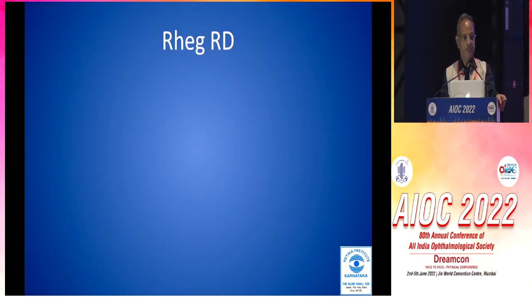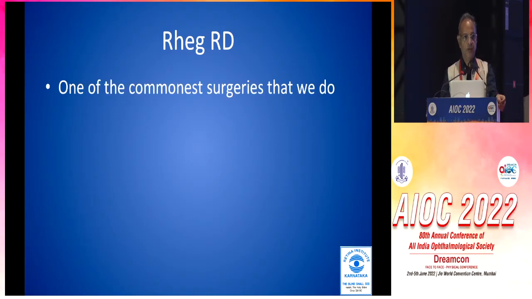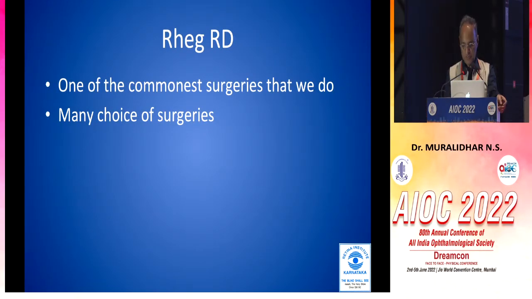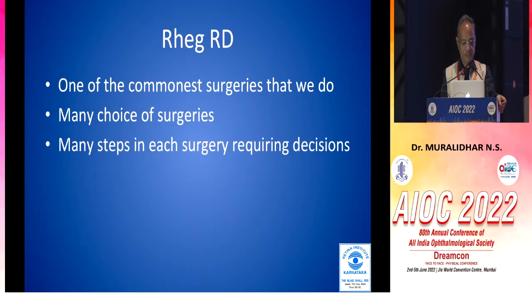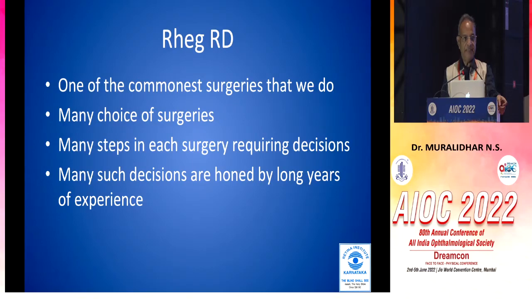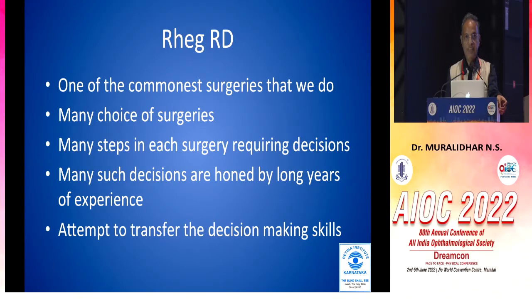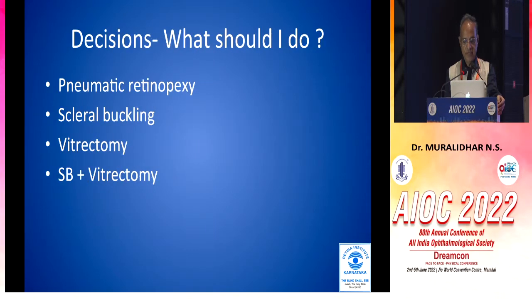Now, rhegmatogenous retinal detachment is one of the most common surgeries that retinal surgeons would be called to perform. And when we have a patient with retinal detachment, we are faced with many choices of surgeries. And in each surgery, there are many steps requiring decision making. And many such decisions are honed by long years of experience. So this instruction course is an attempt to transfer some of the decision making skills that the faculty have acquired over long periods of experience as vitreoretinal surgeons.